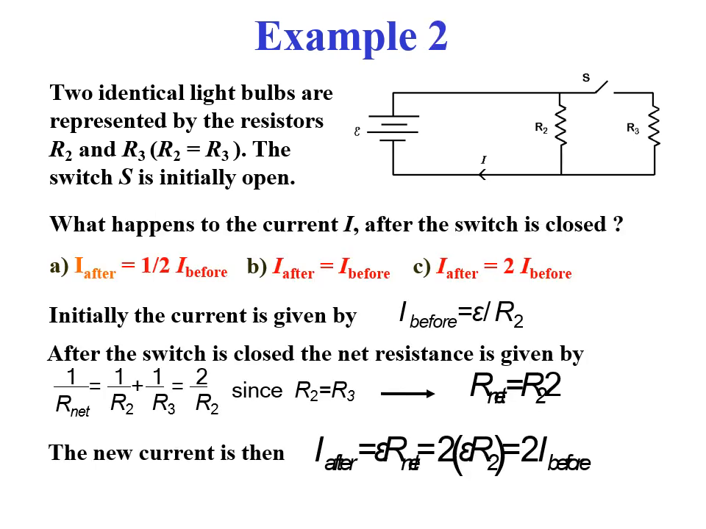Example 2: we have two identical light bulbs that are represented by resistors R2 and R3. R2 is equal to R3.